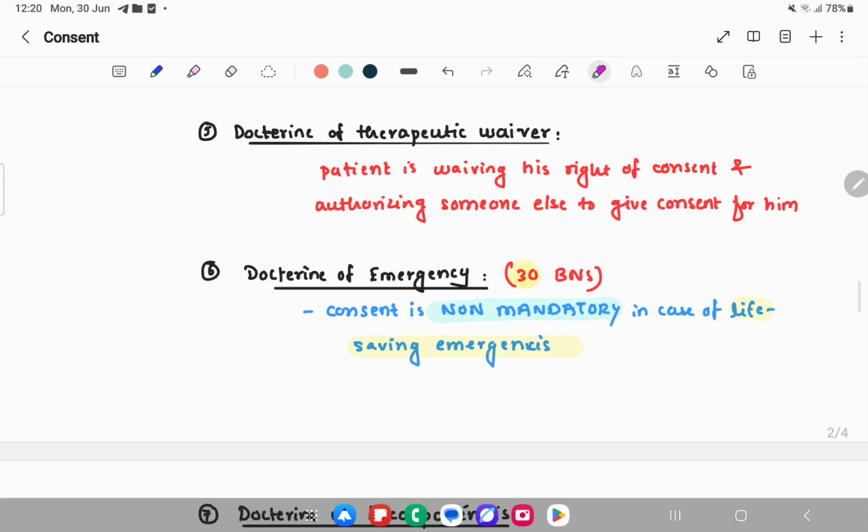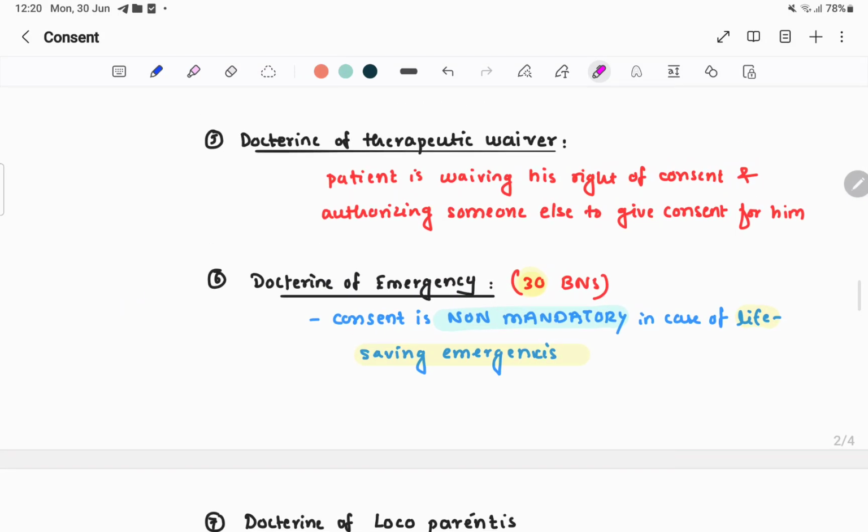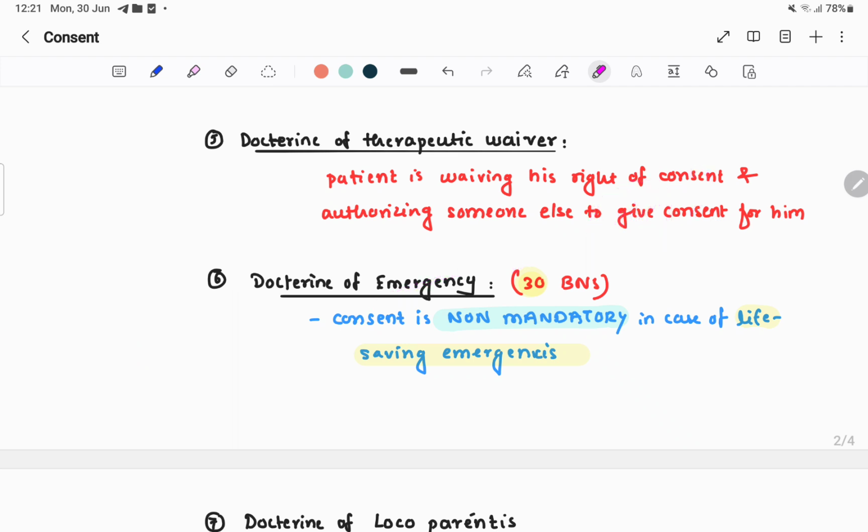Doctrine of emergency. Consent is non-mandatory in life-saving emergencies. A person is in shock. You will not waste your time asking the patient whether or not he wants noradrenaline. You will just give it, like injections. It's an emergency. Doctrine of emergency, 30 BNS. Consent is non-mandatory in cases of life-saving emergencies.